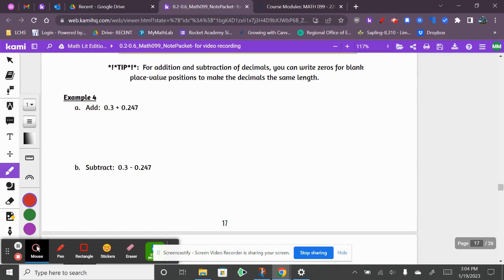Sometimes you will have decimals that have different place values. Again, I just want you to be able to round or to do these in the calculator and just be able to do the computations that way. So again, I'll pause and so you can check your answers with what I have. Okay, that's what we get for example 4.